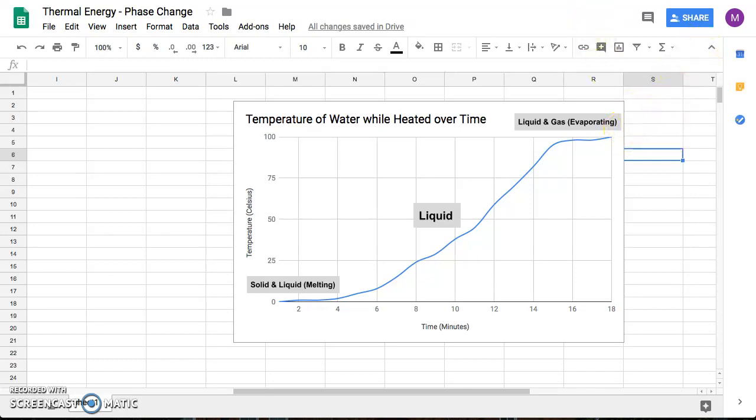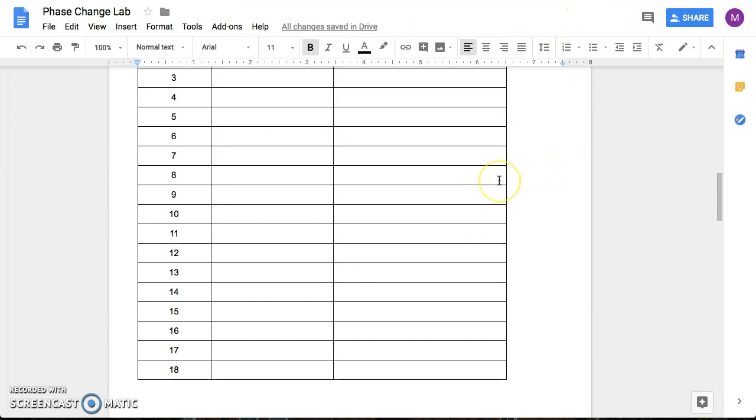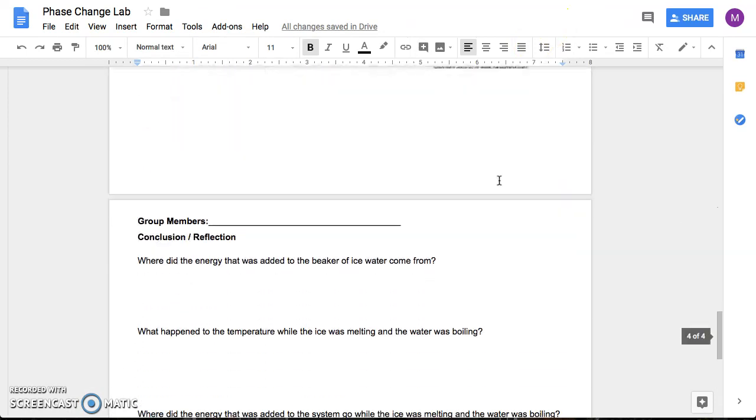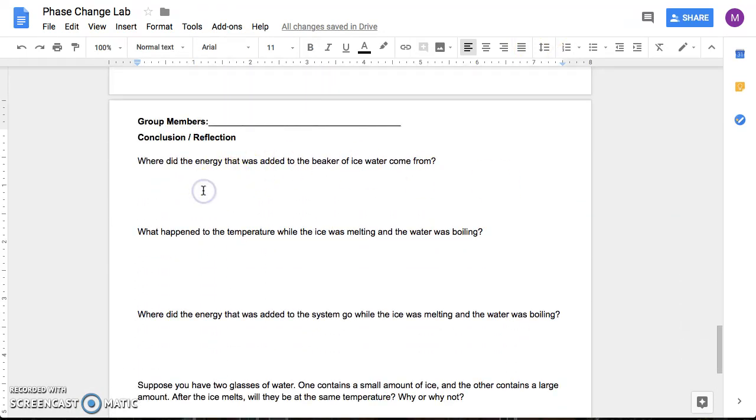All right, let's go ahead and look at some of these questions here at the end of the lab. The first question says, where was the energy that was added to the beaker of ice water coming from? Looking at this question, the thermal energy came from a few different sources. The main source of energy came, obviously, from the hot plate.